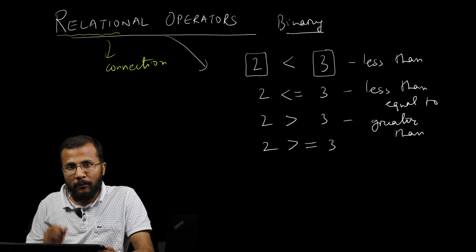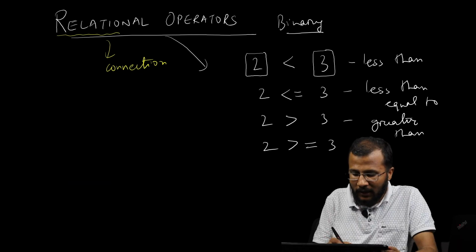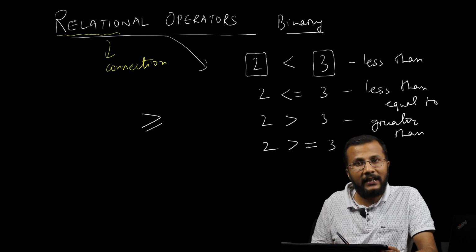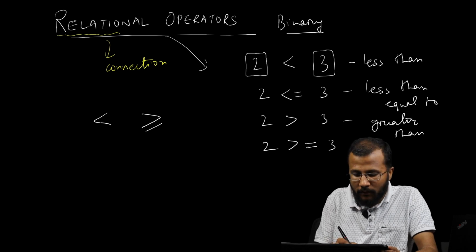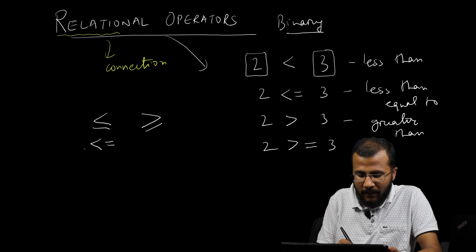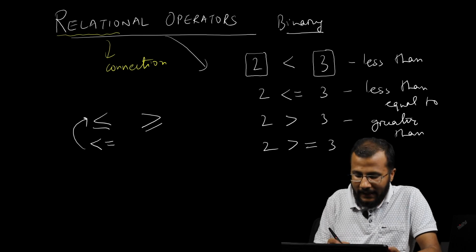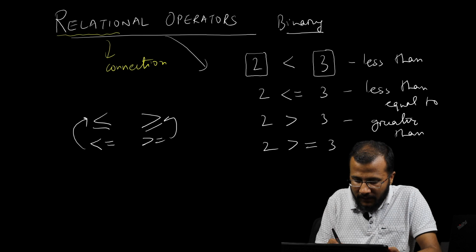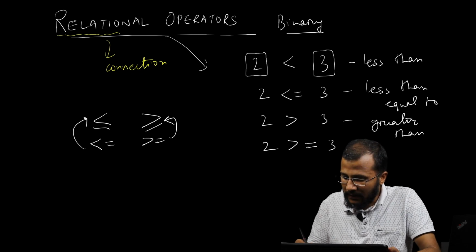Now there is one important point to note. In C programming, we don't have the greater than equals to symbol or less than equals to symbol like we use in math. Therefore, we use less than equals to in place of this math operator and greater than equals to in place of this one. So this is nothing but greater than equals to.